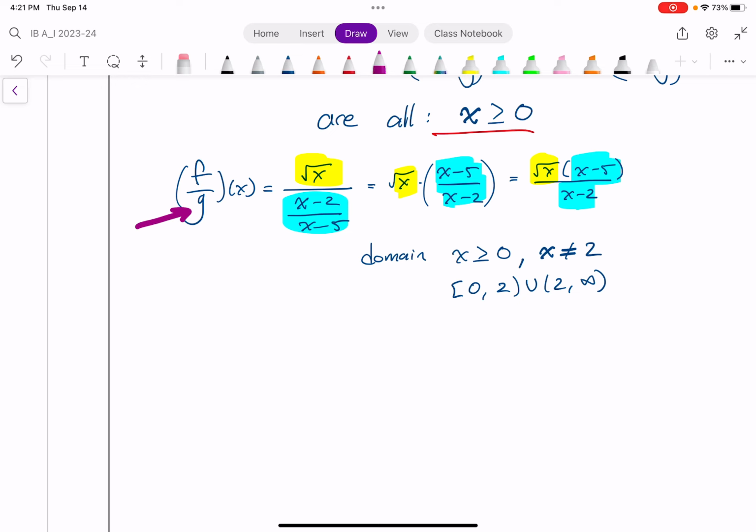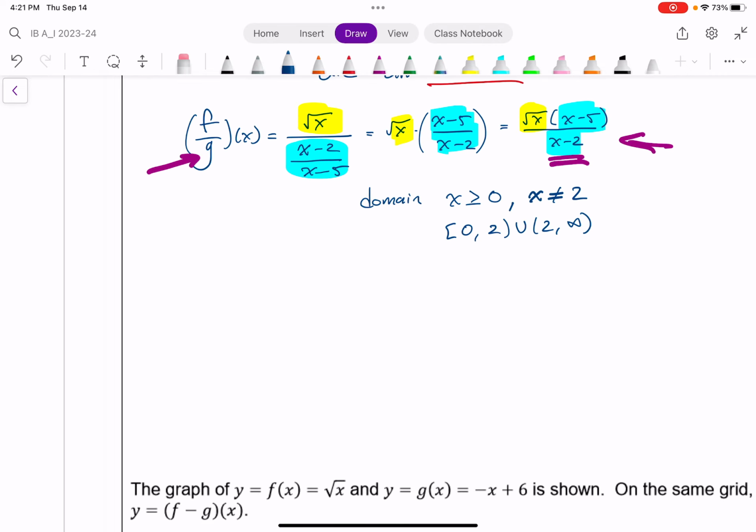As well, everything I just described, you can also see in this last step. If you look at this last step, I can see right there that I'm dividing by x minus 2. And that's another way of realizing that x cannot equal 2. It makes it a little more explicit that I will be dividing by 0. With that said, let me show the last one, which is g over f, which is x minus 2 over x minus 5 all over the square root of x.